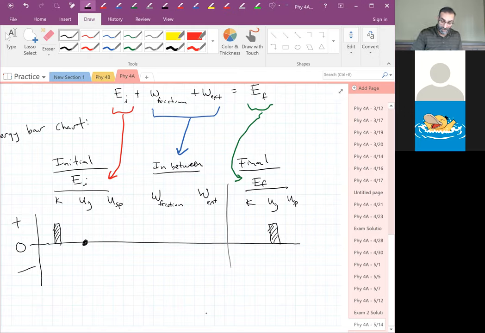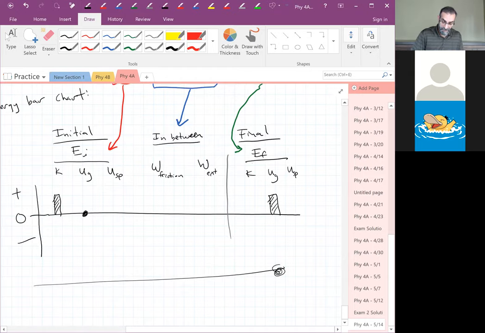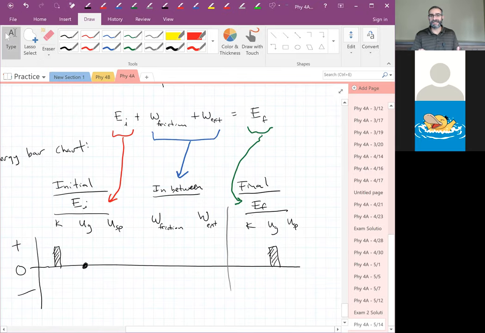If I had called zero at the end, I could have done that, right? I could have said at the end I have zero. So what would I have at the beginning? A negative amount. That's okay. Most students don't like that though, but that's okay. You could do that. But let's just call the lowest point zero. Let's keep it simple. Call the lowest point zero. And if you go above that, it's positive.